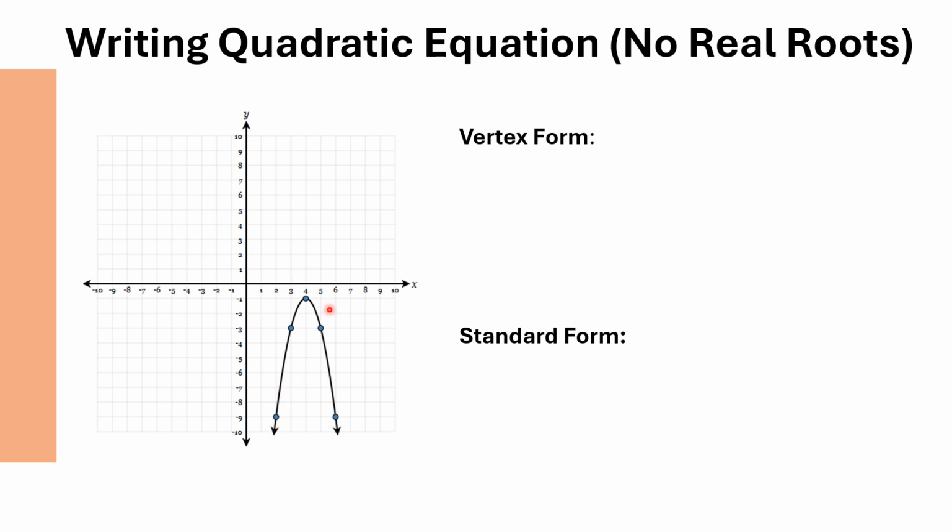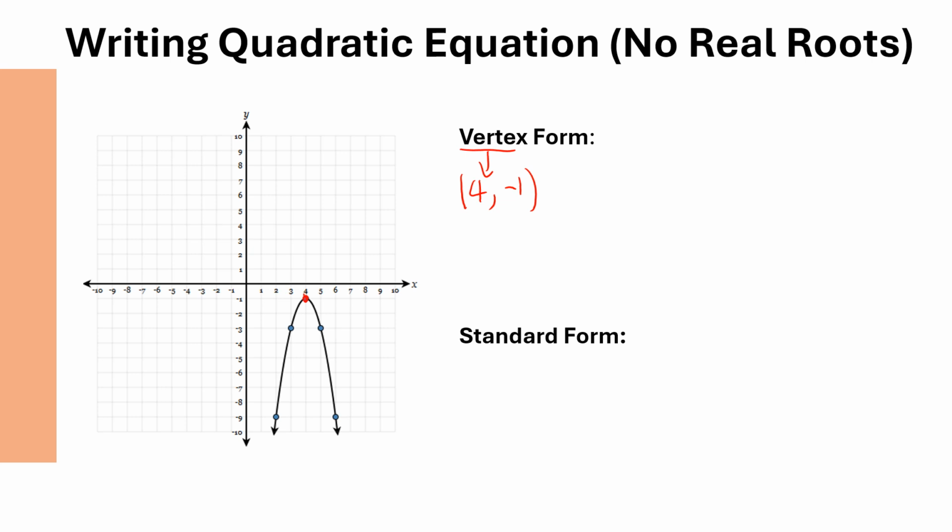Because our parabola here does not cross the x-axis, we have to write the equation of this graph starting with the vertex form, which is the highest or the lowest point of a parabola. Since our graph opens down, our vertex is the maximum point right here, where the x value is 4, and then the y value is -1 for that point.